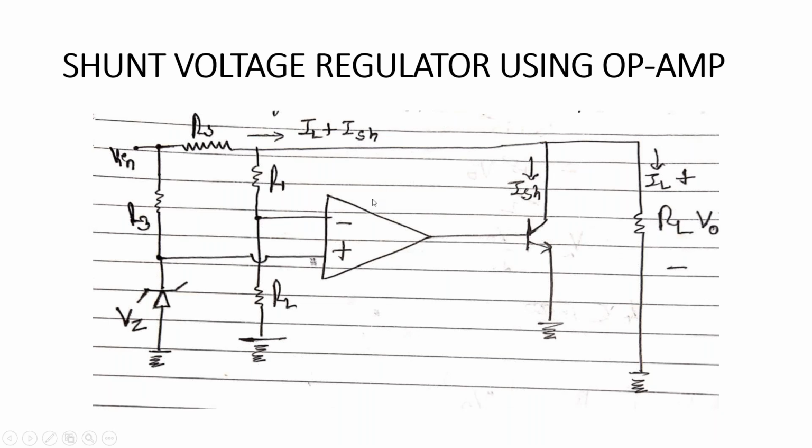The comparator compares the input at inverting and non-inverting terminal and generates a control signal. The control signal in return will generate a drop across Rs in such a way that output voltage is maintained constant. So this is the shunt voltage regulator using op-amp.